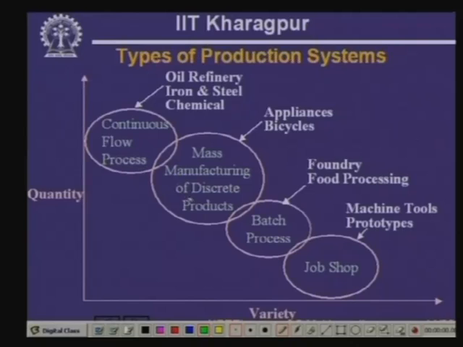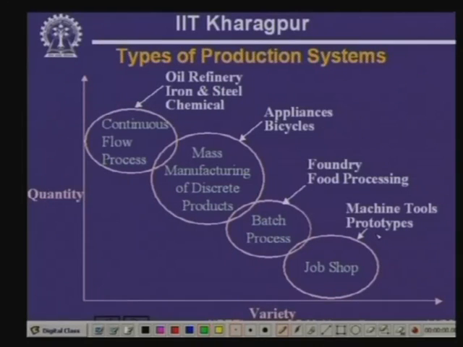paper, fertilizer. These are typically continuous flow processes. On the other hand, discrete manufacturing is the counterpart of continuous flow processes. There you have mass manufacturing of discrete products, so appliances, bicycles, as we have discussed. Then you have foundry shops where molten metal becomes casting, and each casting is actually different, casting metals could be different. Food processing, so various kinds of foods get prepared.